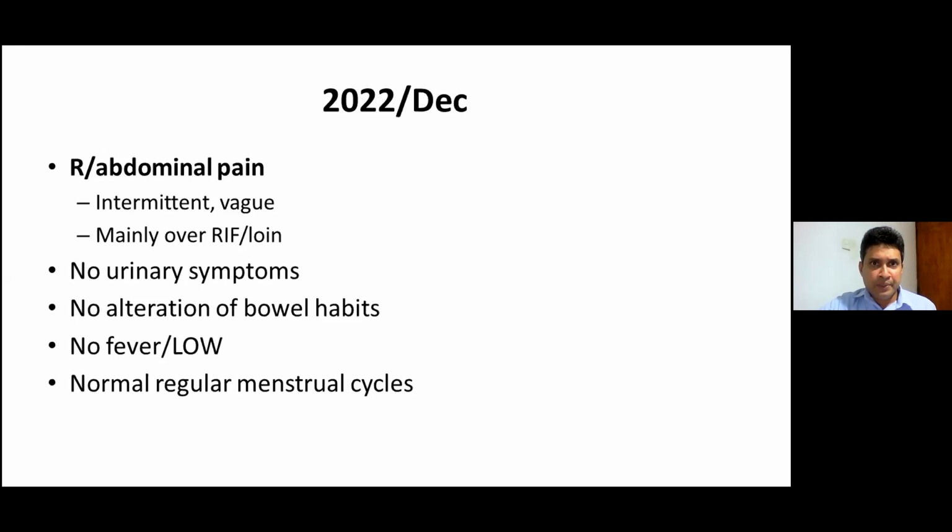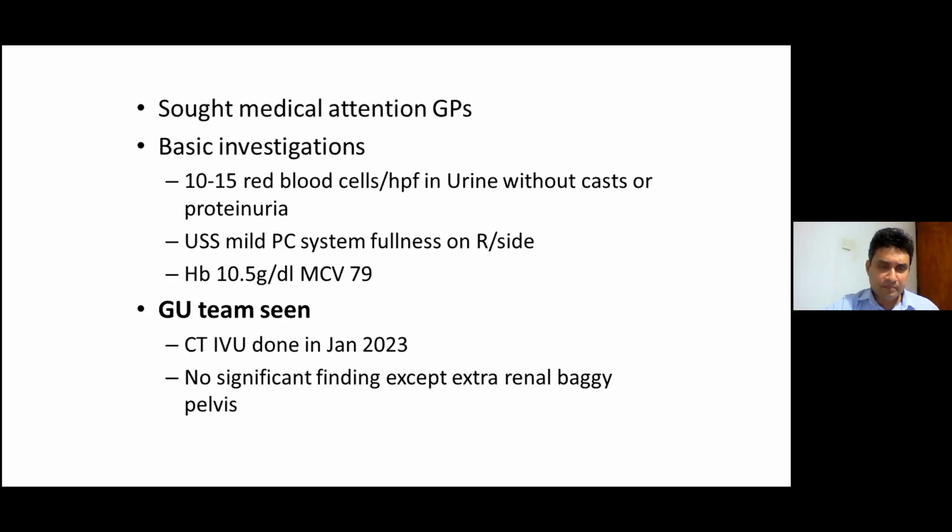In December 2022, she first developed right side abdominal pain, which was described as an intermittent vague type of non-colicky abdominal pain, and she mainly felt it over the right iliac fossa and loin regions. She had no associated urinary symptoms and no alteration of bowel habits, and she had no fever or loss of weight. And also she has had normal, regular menstrual cycles.